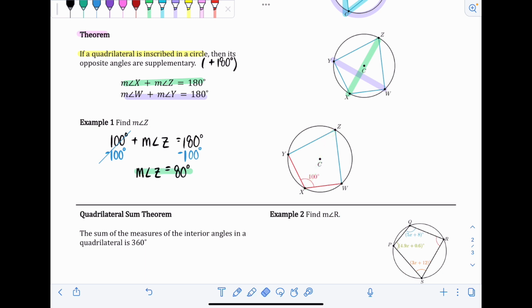So we know that the angle X is 100 degrees, and we just learned that the arc that it intercepts is going to be double the inscribed angle. So if X is 100 degrees, then the arc that it intercepts is going to be 200 degrees because that's double 100.